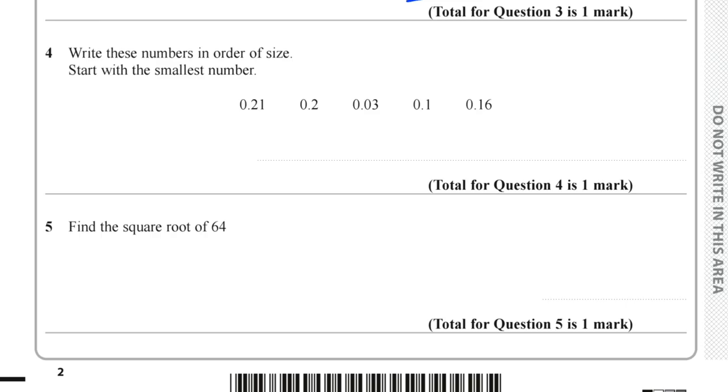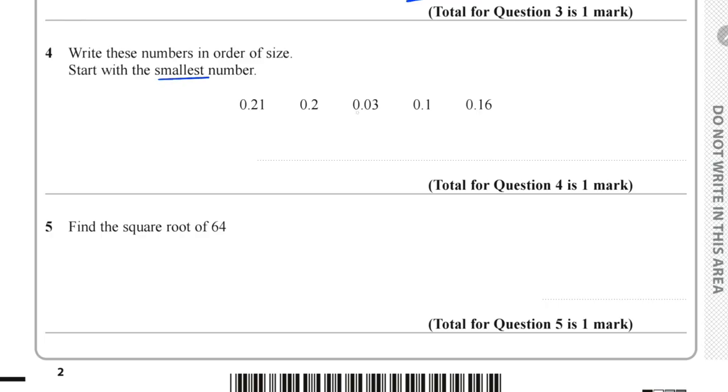Write these numbers in order of size. Start with the smallest number. Now, listen, if you check this, all are actually decimal numbers, right? Now, the place value importance is that the first number after the decimal point will dictate whether the number is bigger or smaller. Very important. Then when you move from the first number, you check the second number, right? Now, we are asked to start from the smallest.